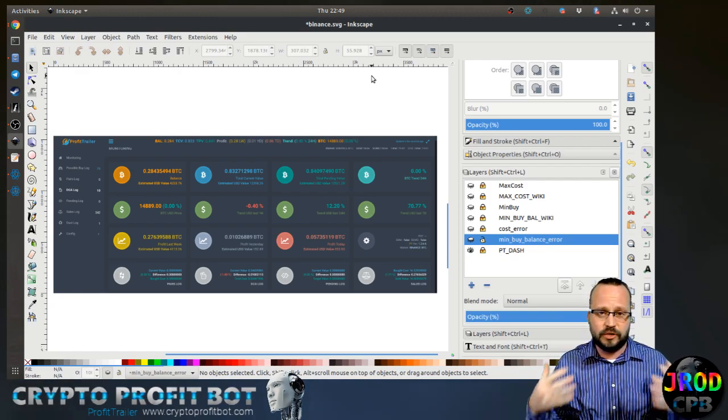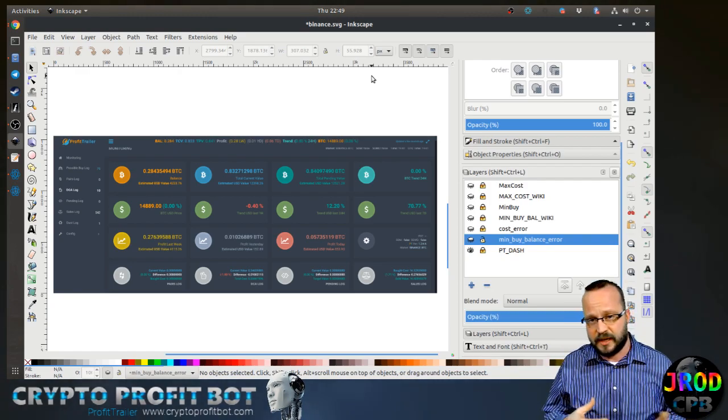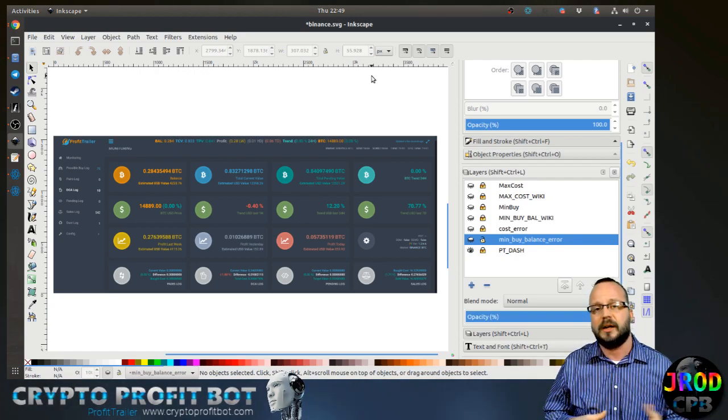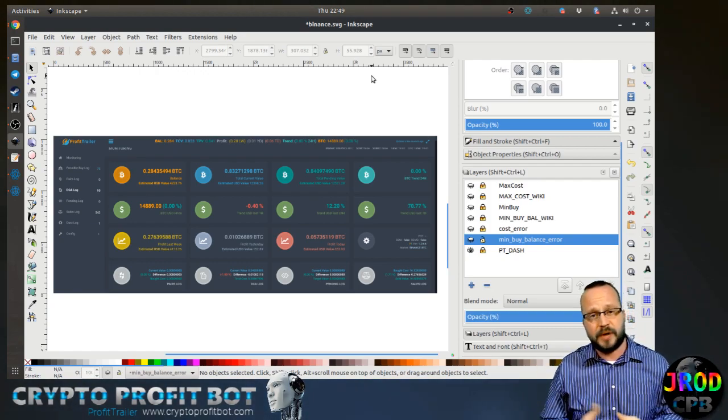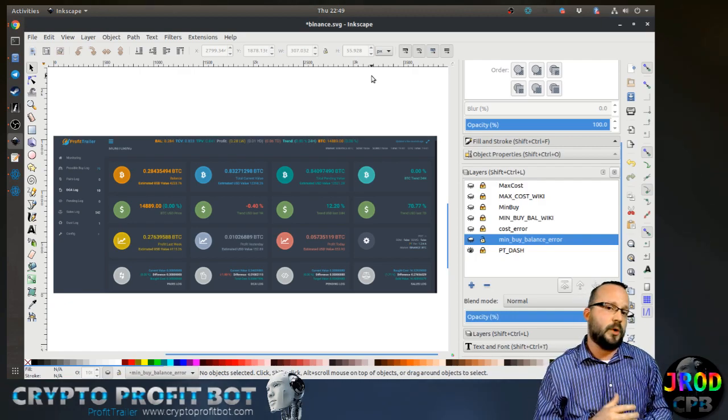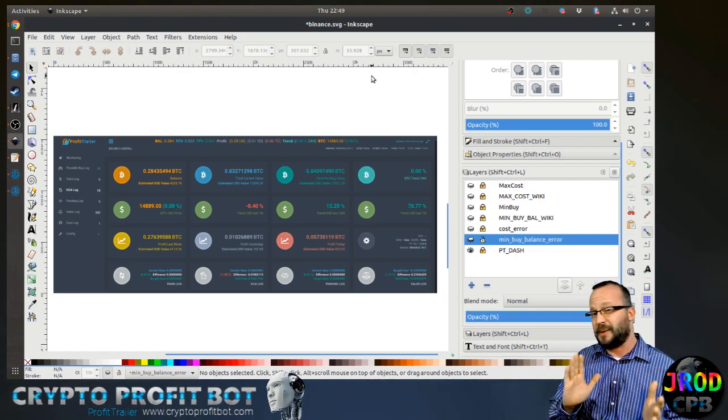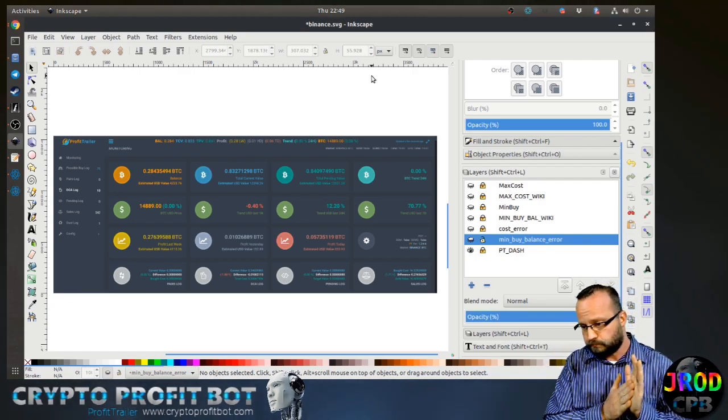Both are very integral things. They are not feeder-specific things. These are Profit Trailer things that get modified by Feeder. But for you to do any successful trading, you really need to understand how these work. So that's what I'm going to attempt to do.